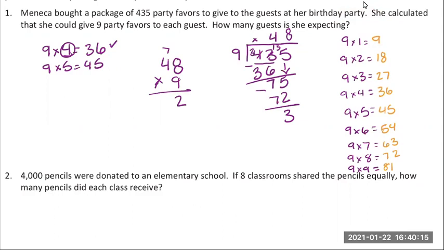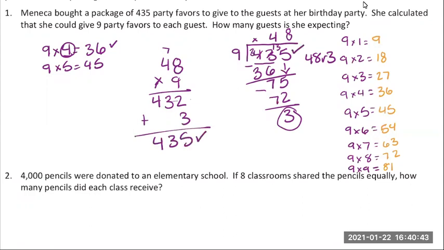Plus 7 is going to be 83. No, that's wrong. 43. Oh my gosh. Guys, my brain is very tired today. Okay, so 432 here. We have a remainder of 3. So we're going to add that. We got 435. 435. So we are good to go.